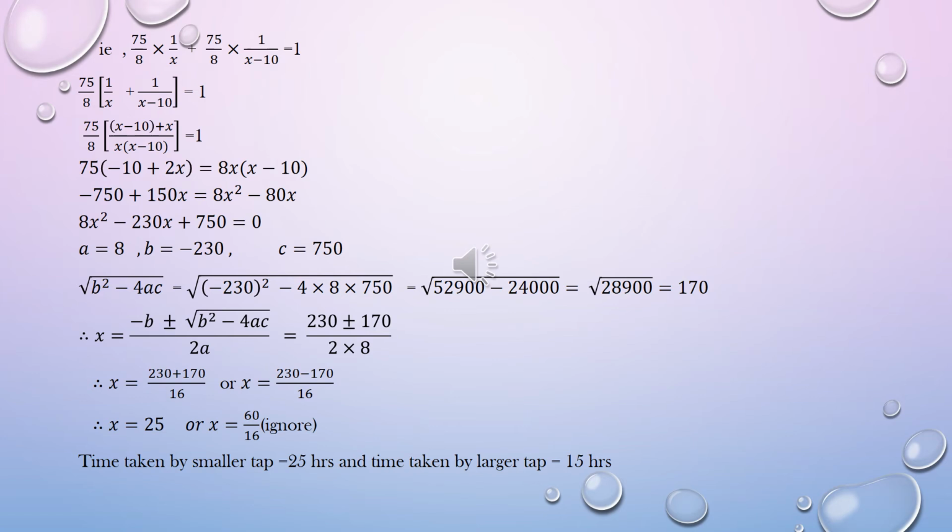Applying quadratic formula, negative b plus or minus root of b square minus 4ac by 2a, we have 230 plus or minus 170 by 2 into 8, which is equal to 25, and the next value is 60 by 16. As it is a fraction, it is ignored. So, time taken by the smaller tap is equal to 25 hours. Time taken by the larger tap is equal to 15 hours.